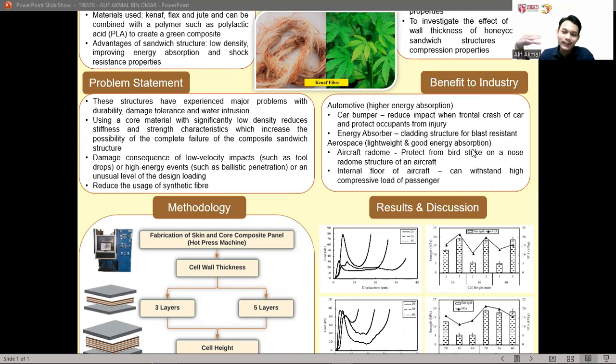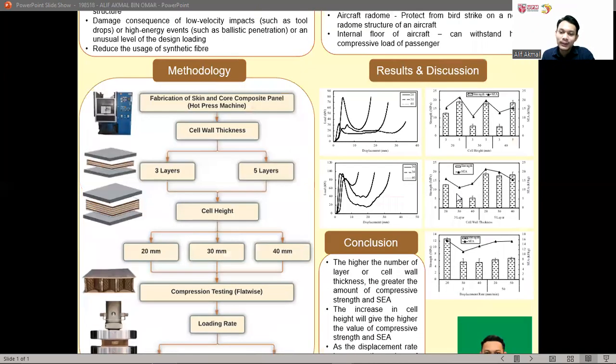As we all know, when an aircraft is in the sky, there are a lot of birds, and there is a high possibility of bird strike on the nose radome structure of the aircraft. So because of the good energy absorption, the sandwich structure is expected to protect the radome from bird strike. Other than that, in aerospace application, we can also use a sandwich structure as the internal floor of the aircraft because of the high energy absorption that can withstand the high compressive load of passengers.